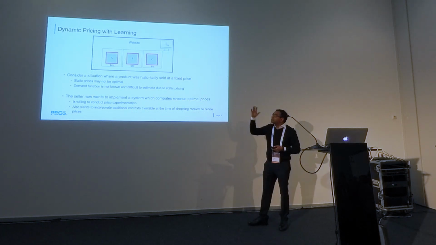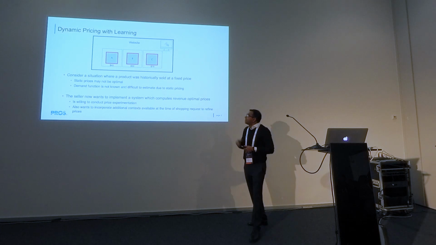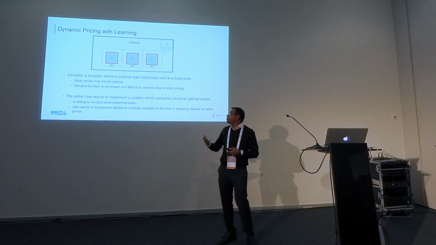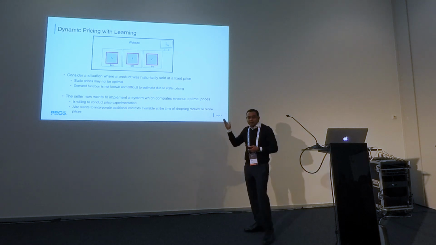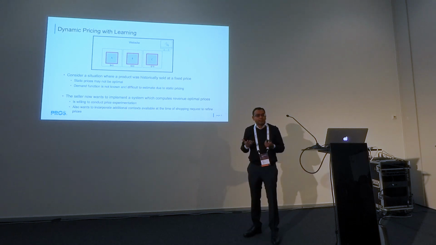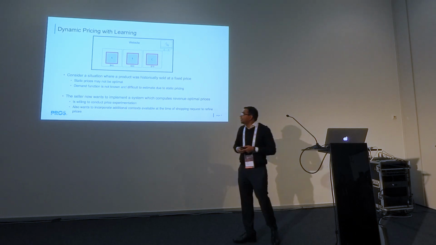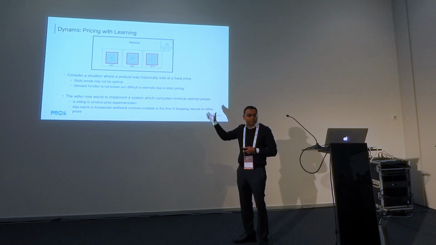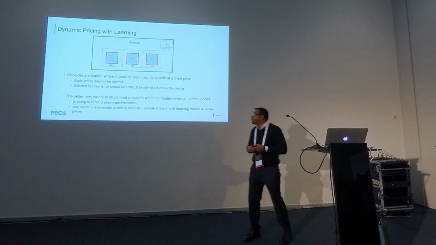Consider this situation where a product was historically sold at a fixed price. There was no price variation. These static prices are often not optimal. They come about by some business rules. And the traditional approaches for estimating demand functions or purchase probabilities are difficult to implement because there's no price variability.